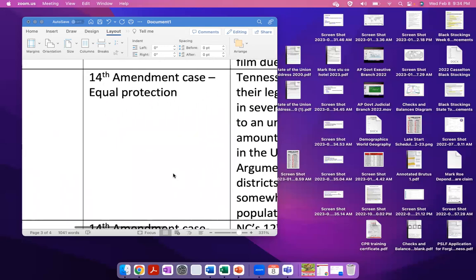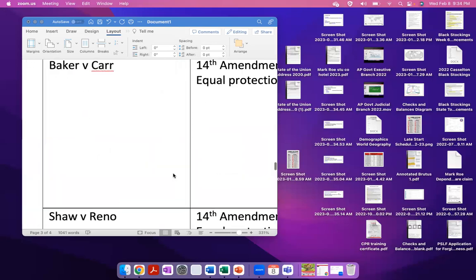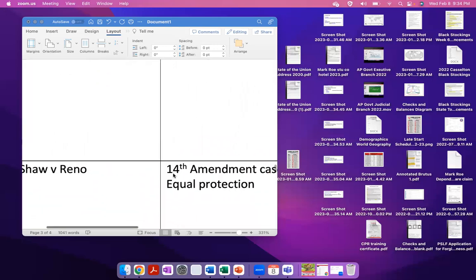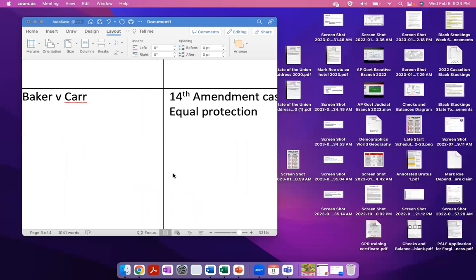All right, we then get into our two gerrymandering cases, Baker v. Carr and Shaw versus Reno. Both of these gerrymandering cases apply to the 14th Amendment, the Equal Protection Clause. Gerrymandering affects which house of Congress, the House or the Senate?